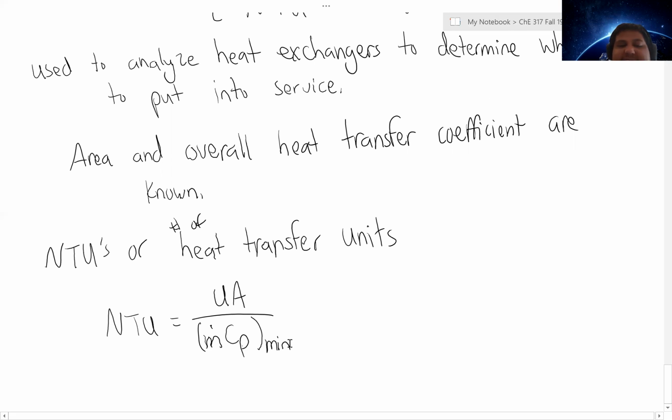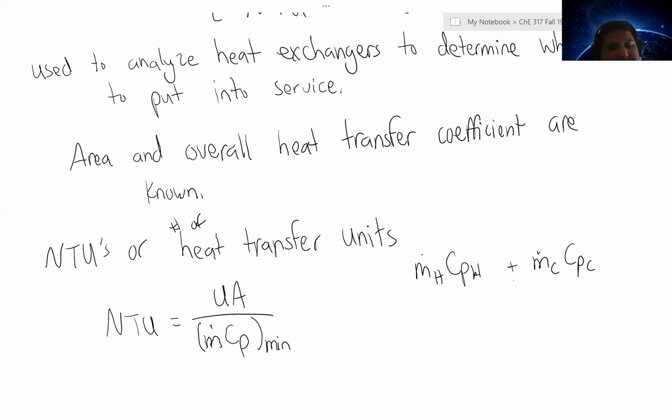And what I mean by that is if you calculate, let's say, the mass flow rate of the hot side times the heat capacity of the hot, and the mass flow rate of the cold side times the heat capacity of the cold side, whichever value is the lowest, that becomes the minimum value. Whatever value is the highest is considered the maximum value. And so you're essentially looking at a comparison of the two fluids you have in your system and their ability to transfer heat between each other.